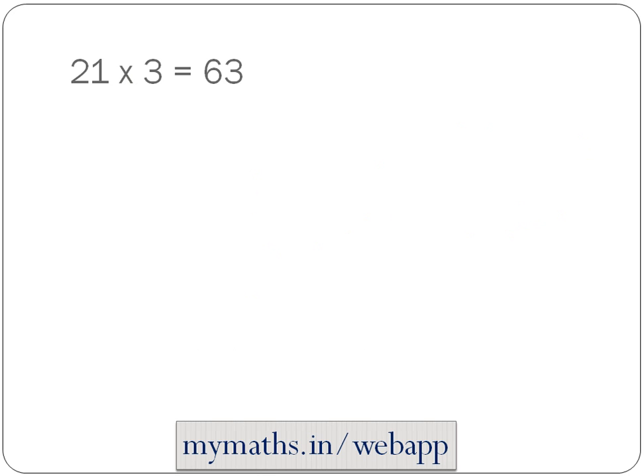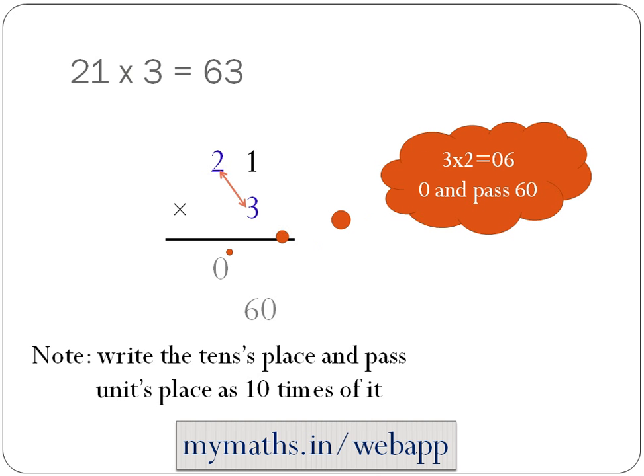Next example, let us say 21 times 3. Here we always have to write the multiplication as a 2 digit number. So 3 times 2 is 6, but here we write the single digit 6 as 06. So retaining the 0, we'll pass on 60 to the next part.